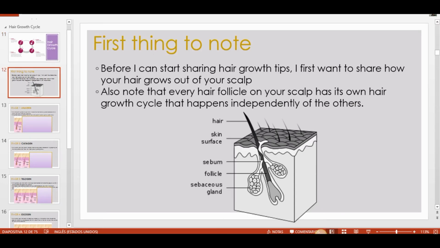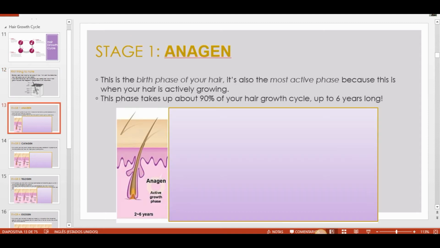So the first thing you have to note is that each follicle, meaning the hole that your hair will grow out of, has its own hair growth cycle. Every follicle, and it's said that we have at least 100,000 hairs growing on our head, meaning that you have 100,000 hair growth cycles occurring at the same time. That's amazing, right? So just keep that in mind. So let's quickly go over this.